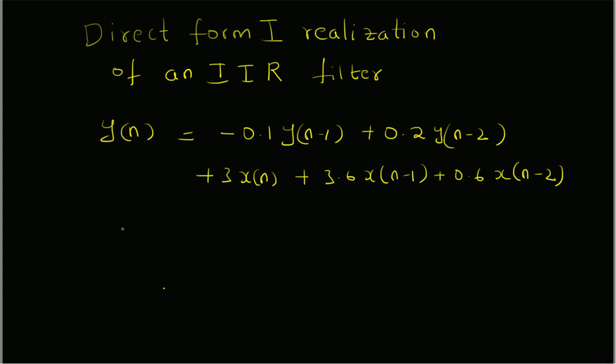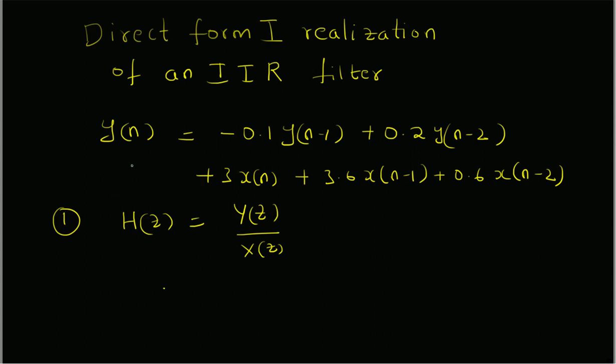So given this system equation, we want to realize a direct form structure for the IIR filter. The first step is to build the transfer function or the system function of the filter, that is H of z, and by definition H of z is given by Y of z upon X of z. So to find this H of z, we have to apply z transform to the system equation.